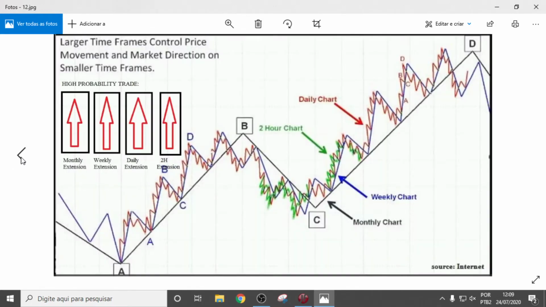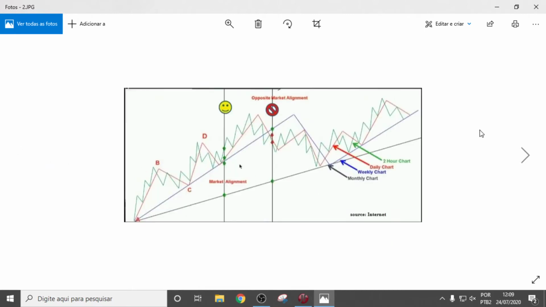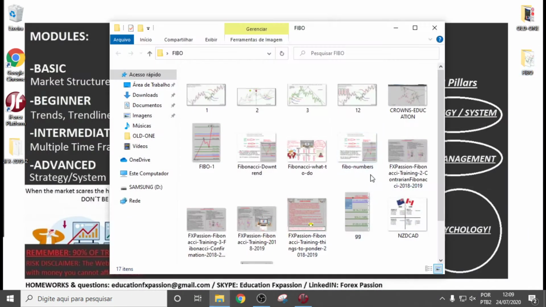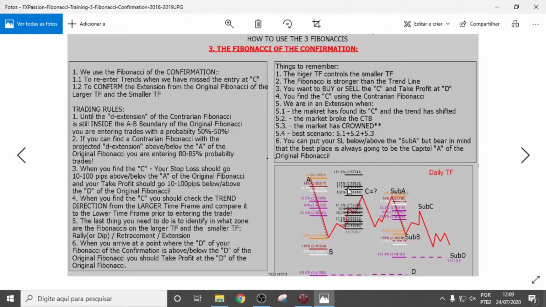And where is the picture? Just give me a second, everybody. I should have one more. Contrarian, Fibonacci, confirmation, there you go. So this is the last one.